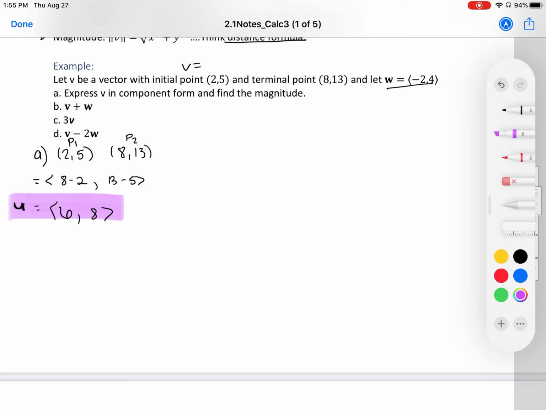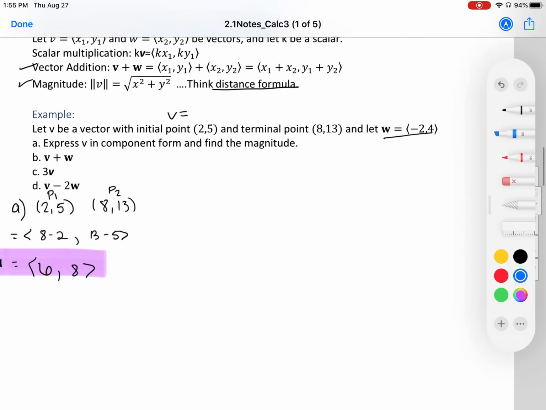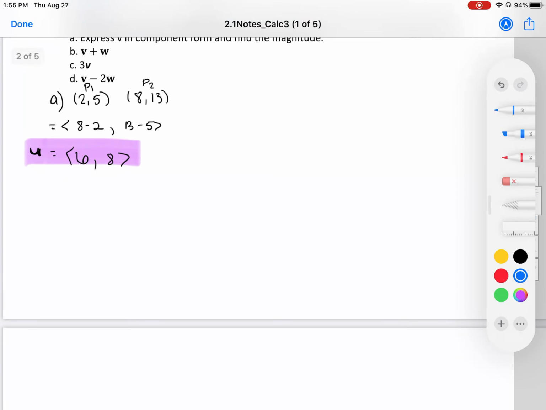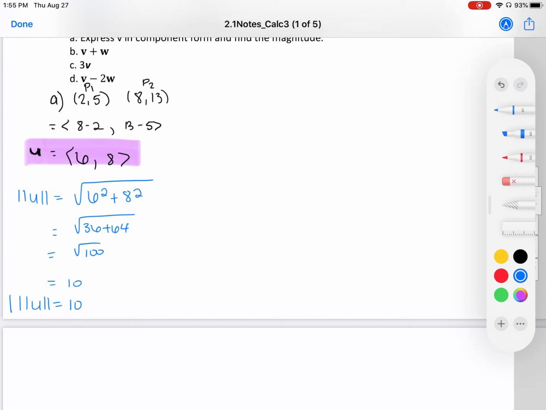Now we need to find its magnitude. To find its magnitude, just given the formula, we're going to go ahead and square the x and the y and then take the square root. So to find the magnitude of v, we're going to take the square root of 6 squared plus 8 squared. This gives us 36 plus 64, which is the square root of 100, which is just 10. So the magnitude of v is 10. That's our second part of A.